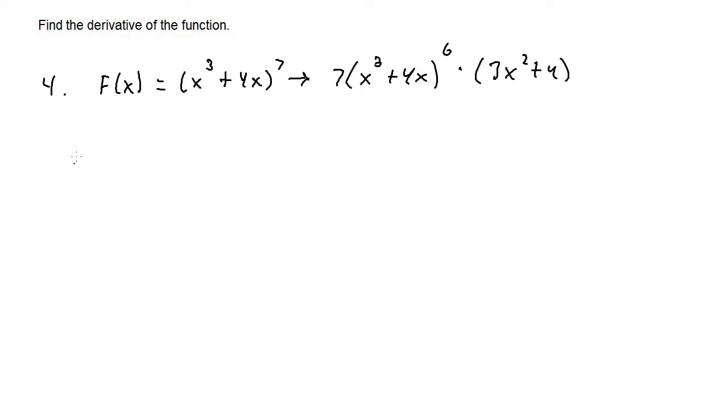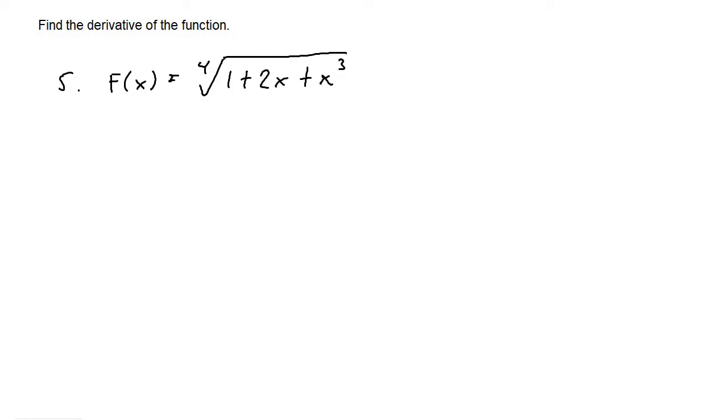Now for the final answer for f prime of x, you can write this in several different ways, but I'm not going to distribute the terms, I'm just going to leave it as it is and rearrange some of the terms. So I'll get 7 times 3x squared plus 4, and then times x cubed plus 4x, the entire thing to the 6th power.